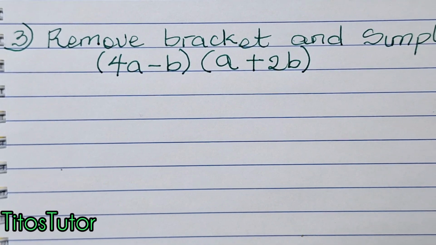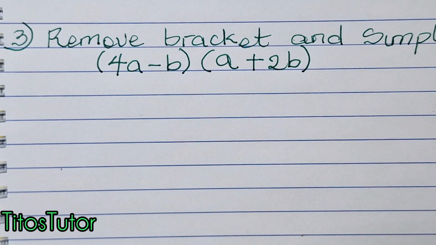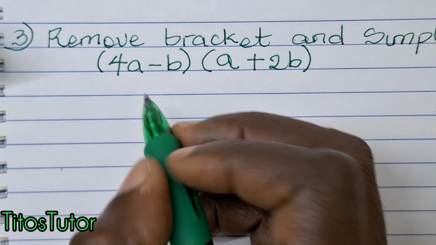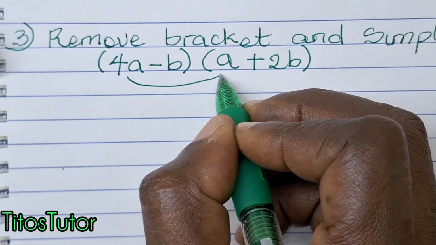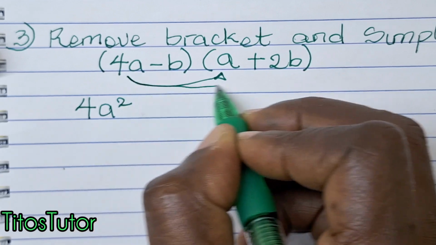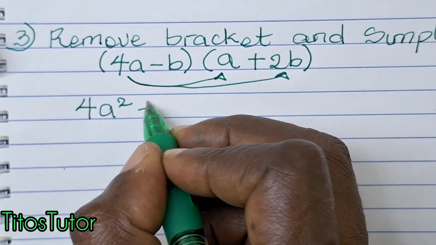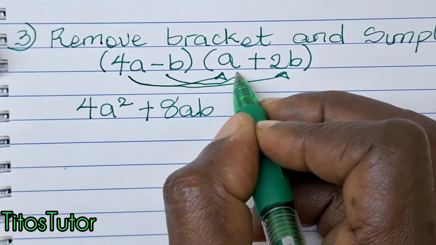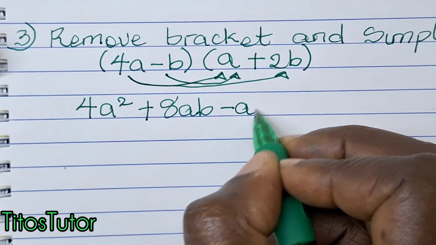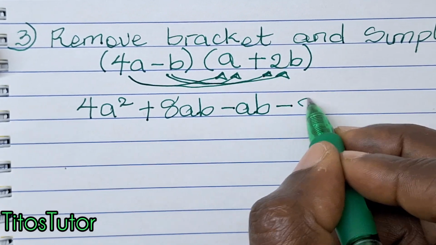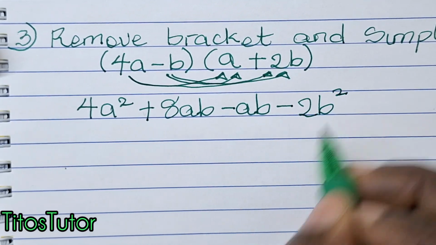Question 3. Remove bracket and simplify. Okay, so for this one, I need to expand and simplify, same as question 1. This will multiply this to give me 4a squared. This will multiply this to give me plus 8ab. This will multiply this to give me negative ab. This will multiply this to give me negative 2b squared.